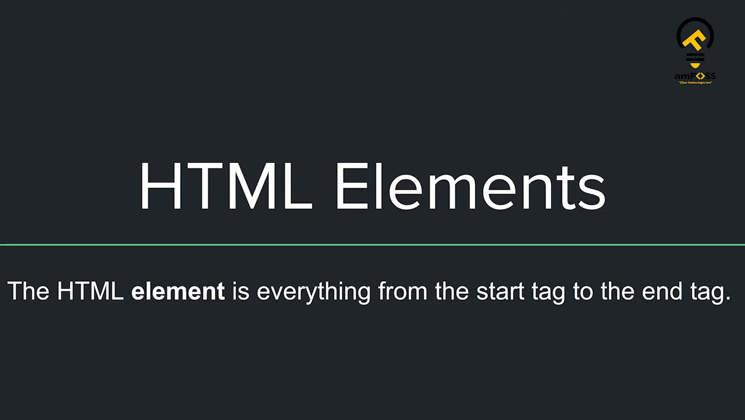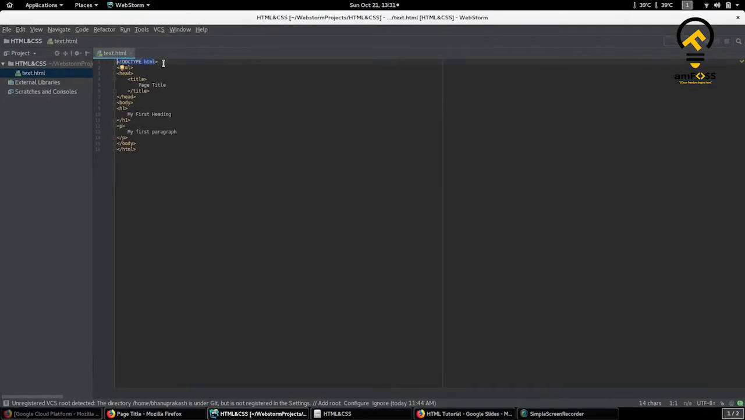Moving on to the next topic, HTML elements. An HTML element usually consists of a start tag and an end tag with the content inserted in between. The HTML element is everything from the start tag to the end tag. As you have seen here, for an example, the h1 to the closing tag of h1. This whole thing is an HTML element.